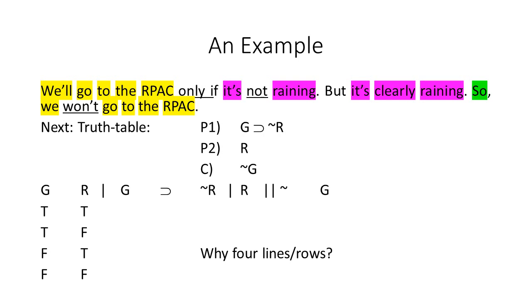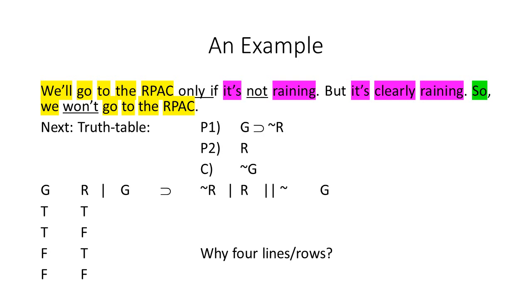All right, so one thing to keep in mind, there are 4 rows here, or 4 lines. So why is that? Well, the technical answer, I guess, is that we need 4 rows to depict all of the possible combinations of truth values for G and R, right? Another thing you could say is that there are 2 simple statements, G and R, and the number of rows is given by 2 to the n, where n is the number of simple statements, so 2 to the second is 4, right?